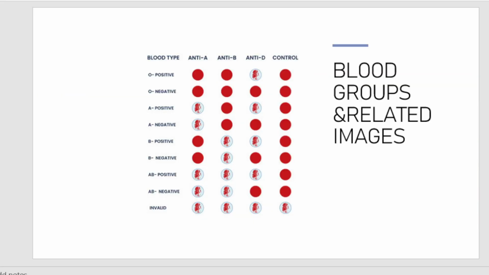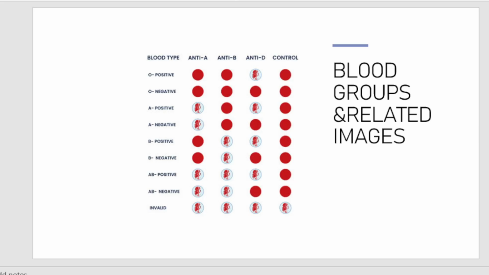Next one is blood groups and the related images. We all know about our blood groups. Blood groups are classified based on the presence or absence of specific antigens, meaning antigens A and B on our red blood cells, and antibodies, meaning anti-A and anti-B antibodies in our plasma. Based on these specific antigens and antibodies, our blood groups are classified.